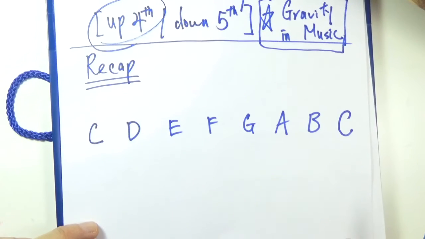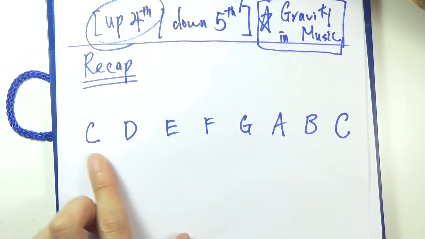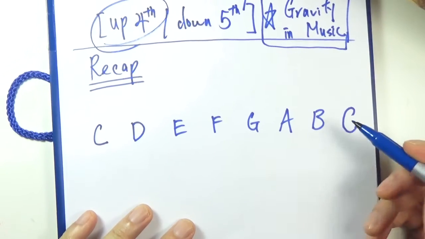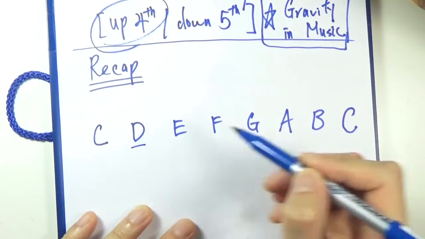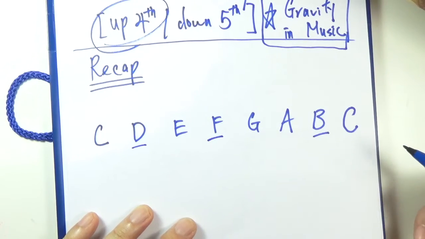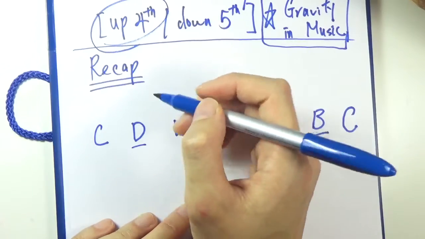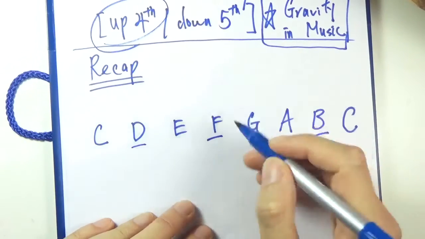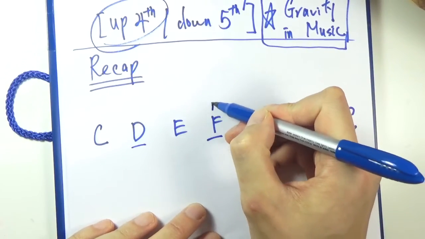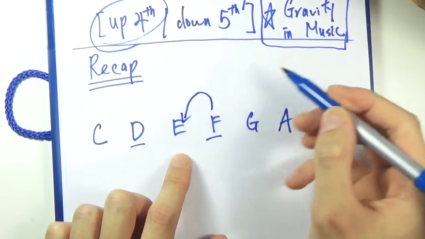All right, let's do a quick recap of this video. We have a C major scale here. Let's label the not so stable tones. We have D, F, and B as our unstable tones. Hence, the rest would be quite stable. Let's look at F first. F really wants to resolve to the E, hence a solid line.